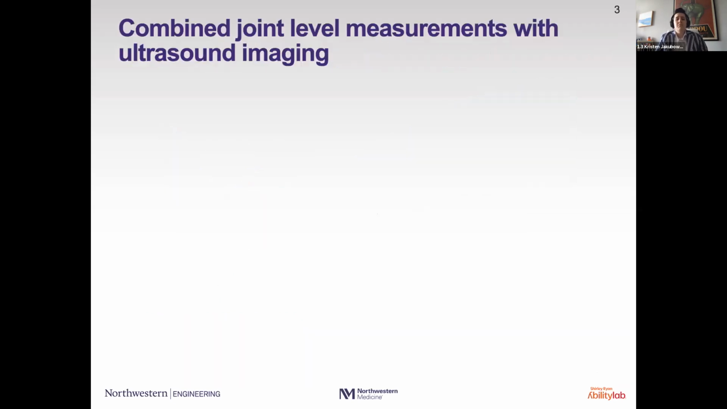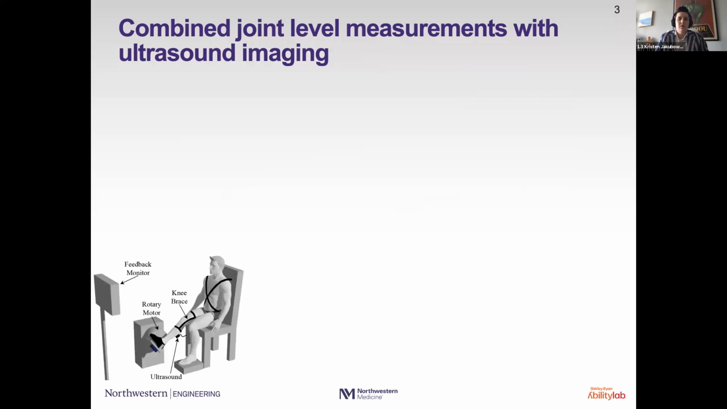Our technique combines joint level measurements with ultrasound images of the muscle tendon junction. We use a non-parametric system identification analysis to then quantify ankle, muscle, and tendon impedance. And we collected data in 4 young adults, and the experimental setup can be seen here in the lower left-hand corner.